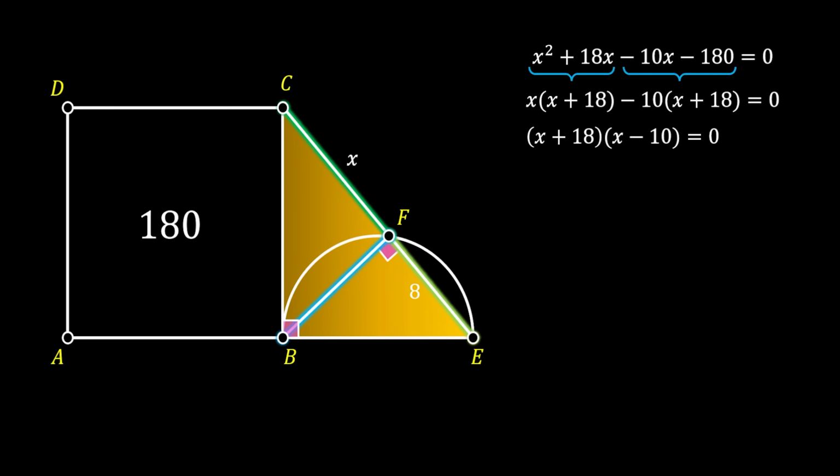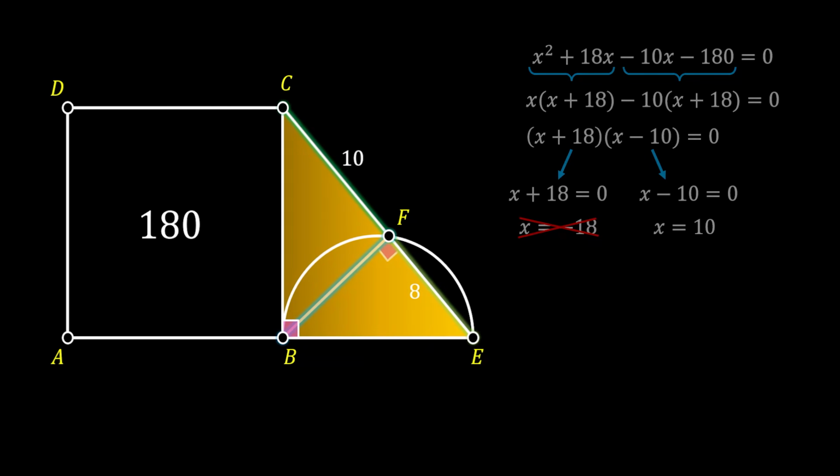Now, from this, you can clearly see that we have two possible solutions. The first one is that x plus 18 equals 0, and the second one is that x minus 10 equals 0. From the first equation, we will get that x is minus 18, and from the second, that x equals 10. Of course, x represents the length of the segment CF, so it really makes no sense for it to be a negative number. So the only possible solution for x is 10.